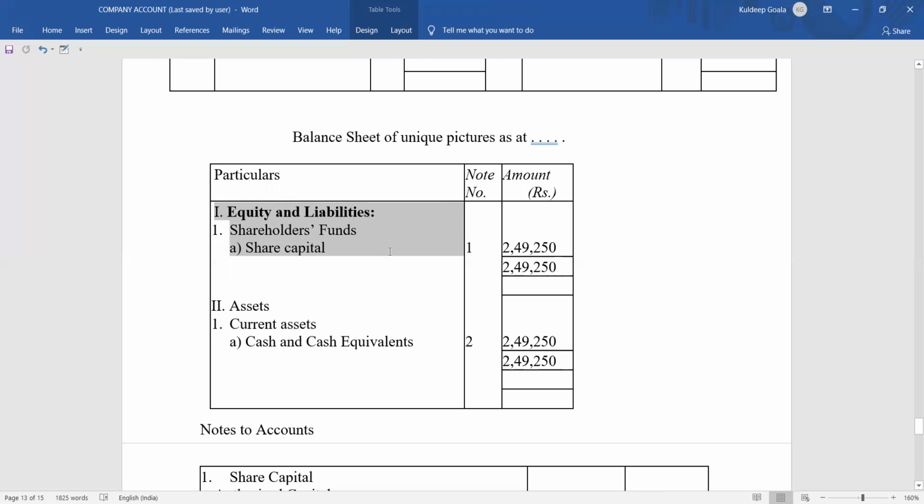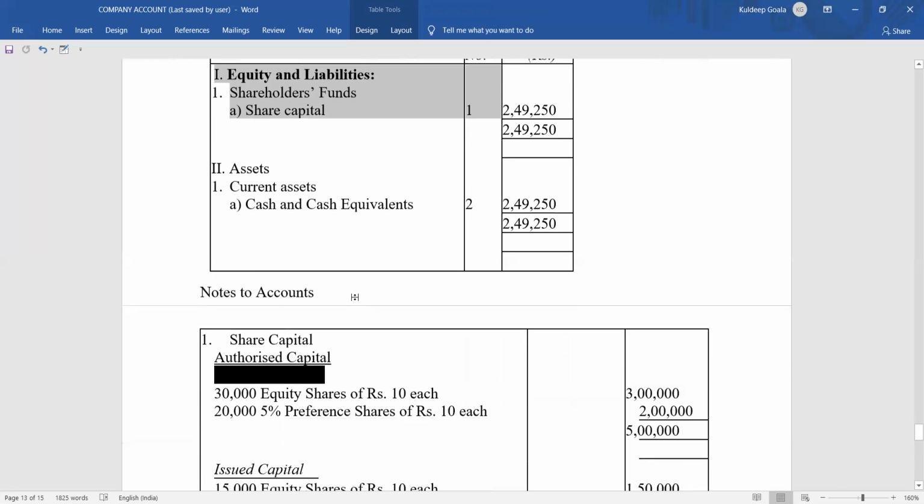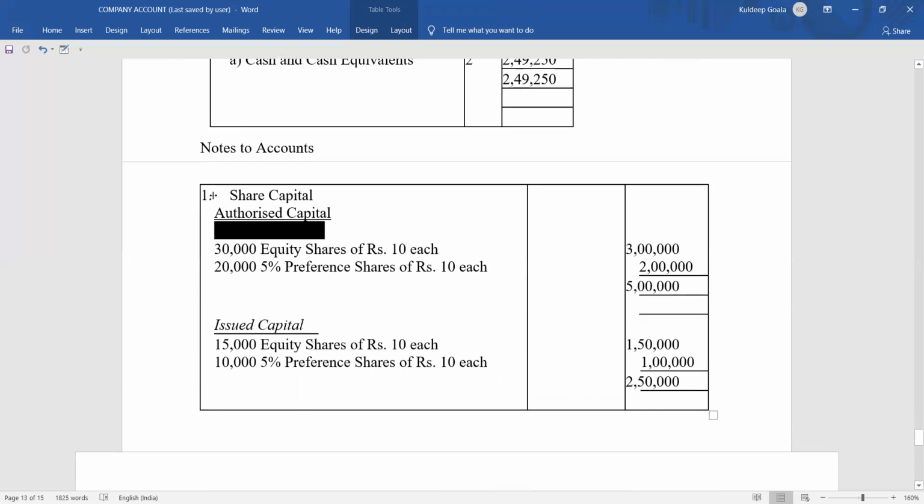Okay, so equities and liabilities, shareholders fund. Under that, you get share capital, which will be shown in note number 1. So we'll go to note number 1 now. Here you have to make the note to account. Okay, in note to account, you have to make note number 1, share capital. Under that, as I already told you the previous day, you'll be starting with authorized capital. What was the authorized capital? 30,000 equity shares of 10 each, 3 lakh, right?